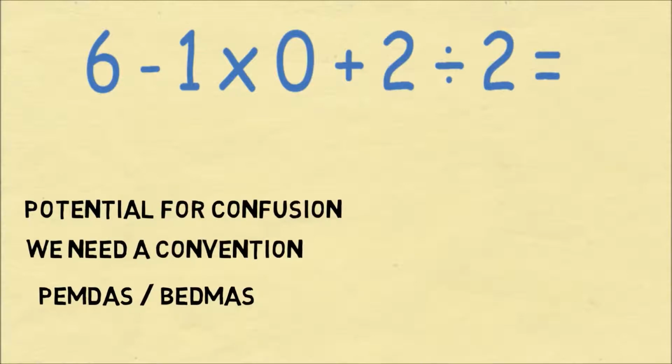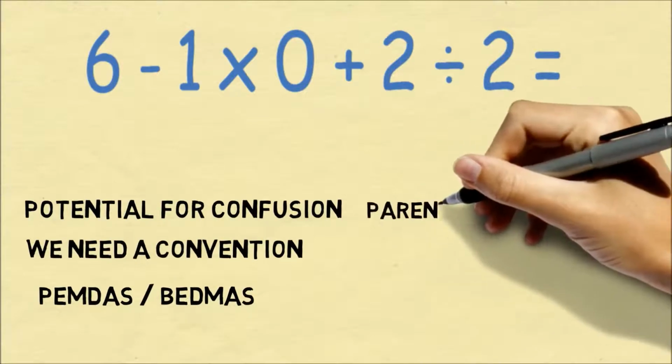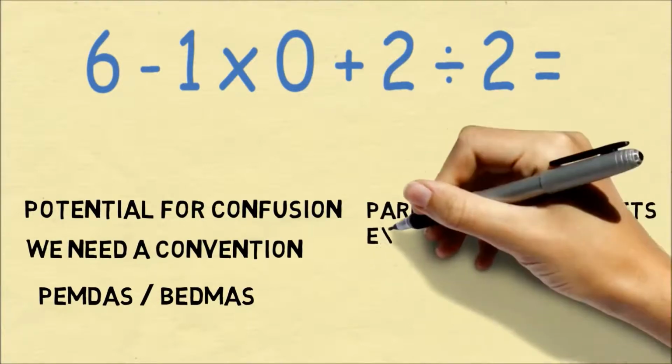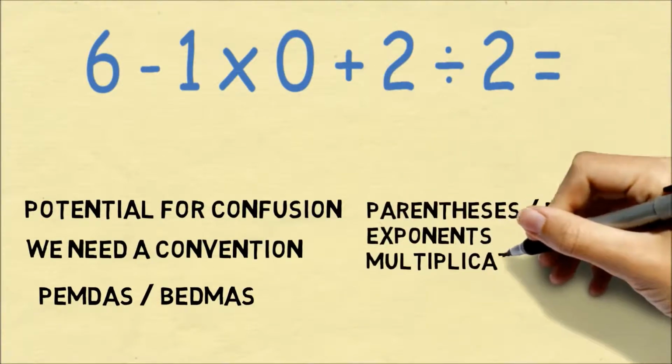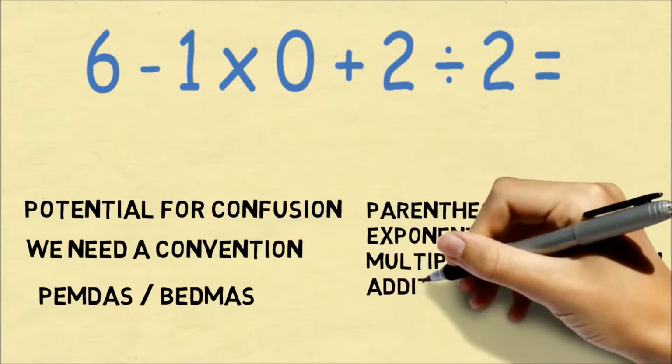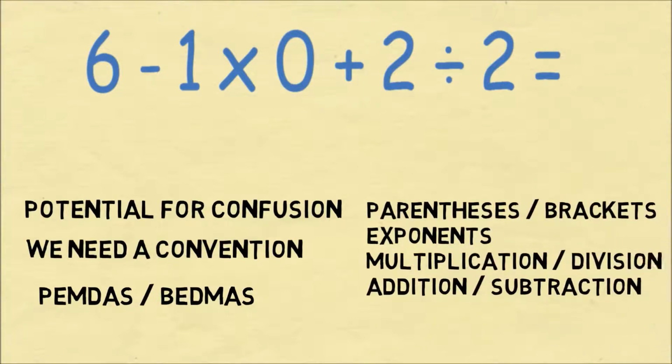The acronym PEMDAS or BEDMAS is one way to remember how we evaluate expressions. So we look at the things that are in parentheses or brackets first, then exponents, then we look at multiplication and division, and finally addition and subtraction. And otherwise we go from left to right.